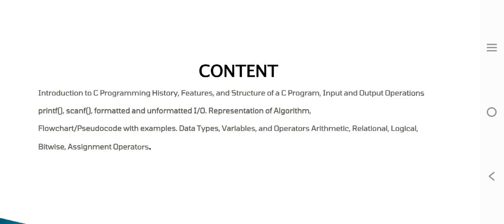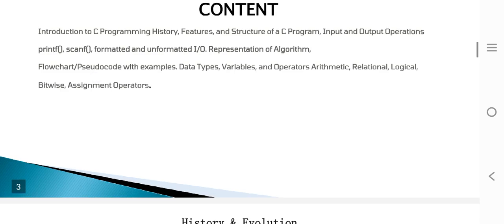The topics covered in this unit include Introduction to C programming, History and evolution of C language, key features and characteristics, general structure of a C program, compilation and execution process, tokens and data types, operators in C, and input and output operations. So this outline gives us a clear roadmap of what we will study in detail throughout this unit. So with this overview in mind, let us now begin with the history and evolution of C.